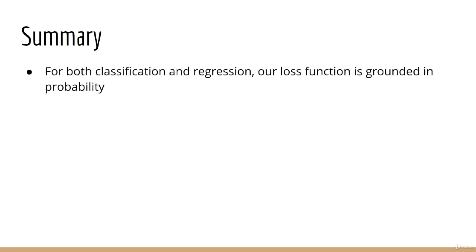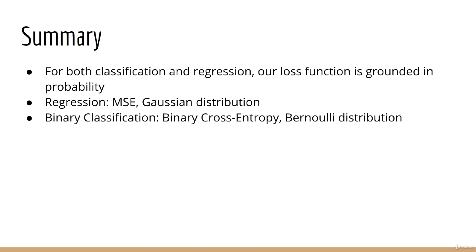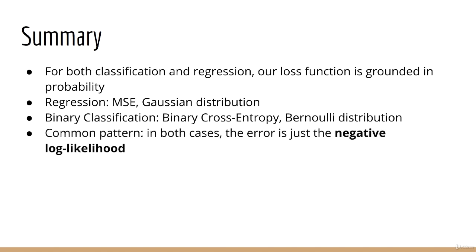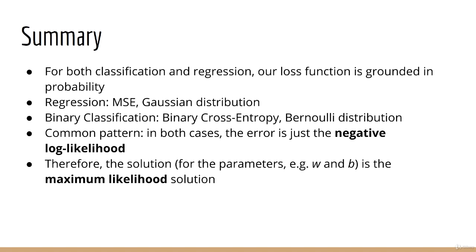So to conclude, what have we done in this lecture? We have shown that, just like the mean squared error, the binary cross entropy loss function is based in probability. What it says is that, for the regression case, where we use the mean squared error, it arises from the Gaussian distribution. For the binary classification case, where we use the binary cross entropy, it arises from the Bernoulli distribution. Importantly, the common pattern between the two is that, in both cases, the error function is really just the negative log likelihood, and therefore, the solution we end up finding in the end is called the maximum likelihood solution.